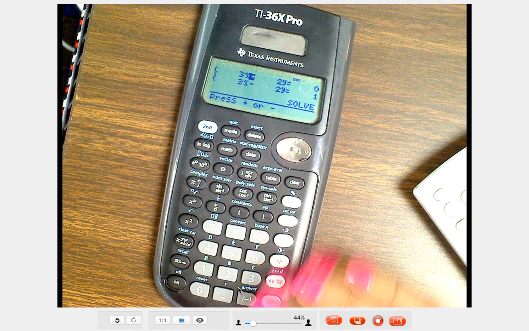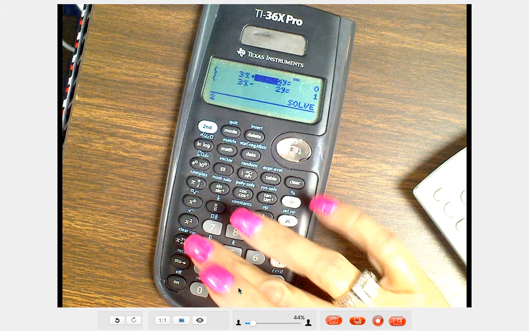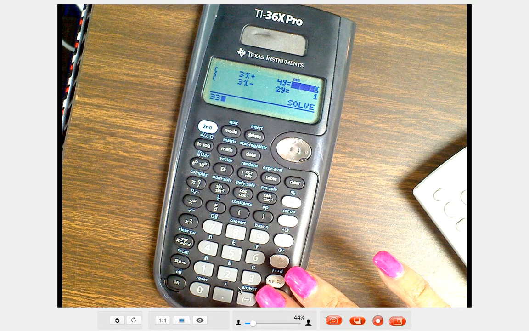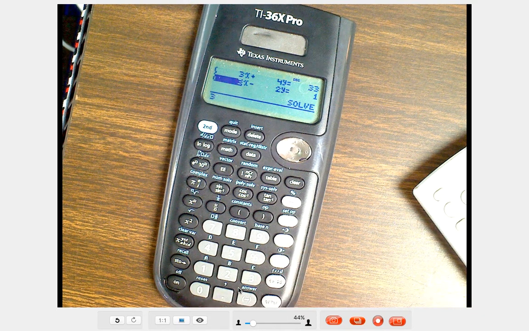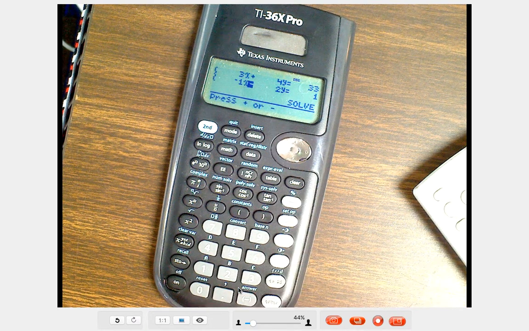Okay, plus. So if that's not plus, you need to change it to plus. What's the coefficient of the y? 4. And then that's 33. Is that correct? All right, now what's the second one? Negative 1. Be sure to put a negative in there, not a minus.